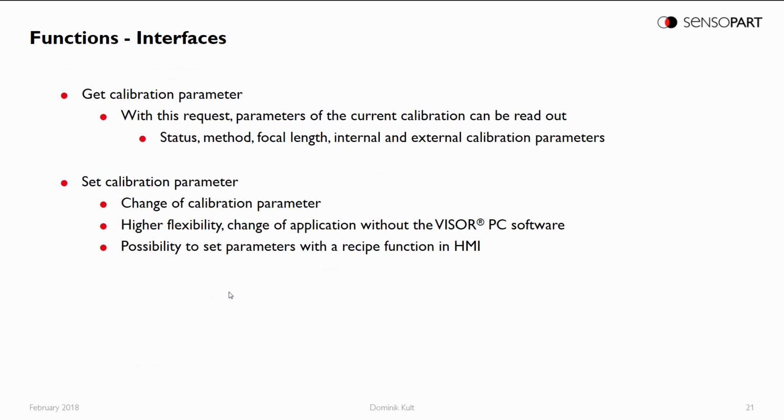And two really interesting requests for integration in robot systems are the get calibration parameter and the set calibration parameter request. Here you have two options to read out the status of your calibration, the method which is selected, the focal length, the calibration parameter. You can set the set offset value. For example, when you have a recipe function in your HMI, this is the application I explained before. You have a different height of your object and you want to make a totally automatic switchover between these two objects. You can handle it with this interface function.